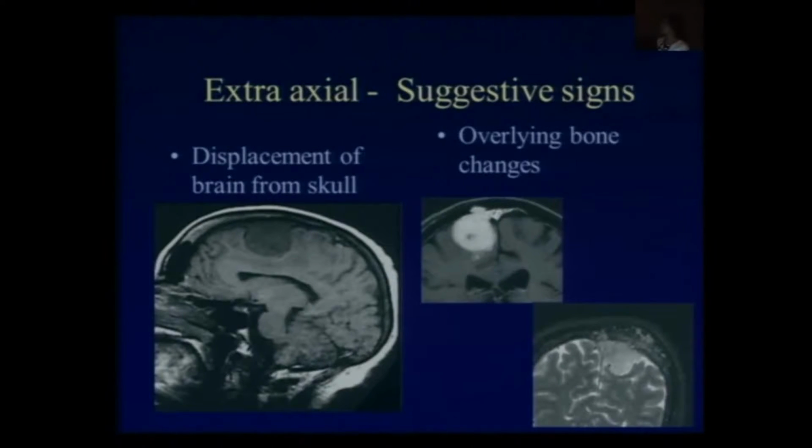A T1 weighted image where you see that there is displacement of the brain parenchyma away from the skull vault, so the expected location is not seen, but you also have a gray matter interface. We'll see that in the next images.